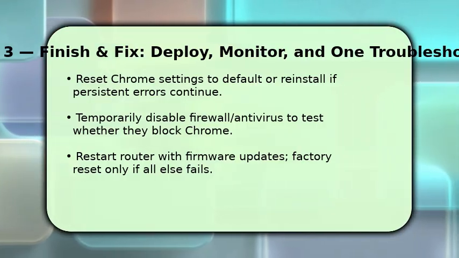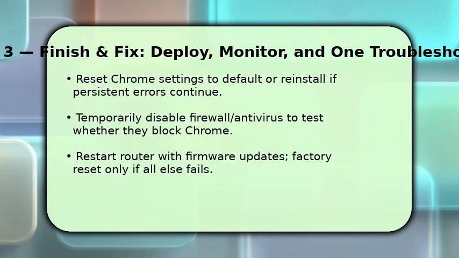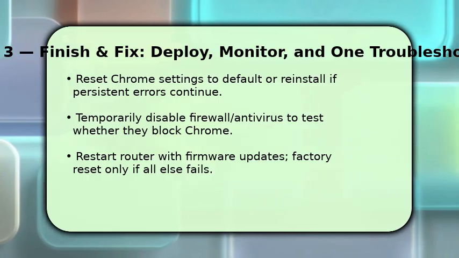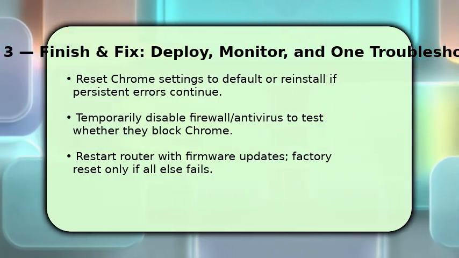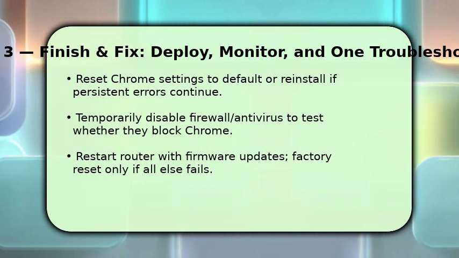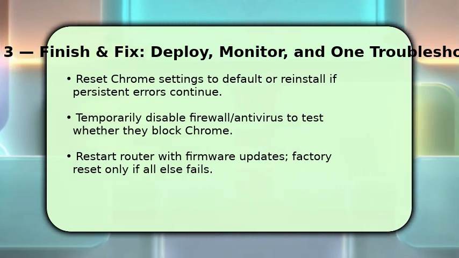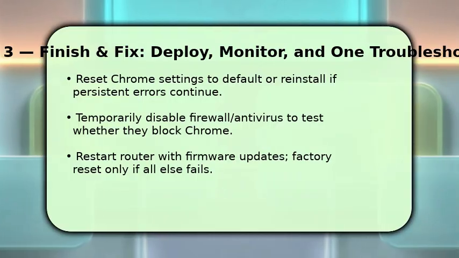Restart your router and install any available firmware updates. If nothing else works, perform a factory reset on the router as a last resort. If you still see errors, note exact messages. Those details guide deeper fixes or ISP support calls.